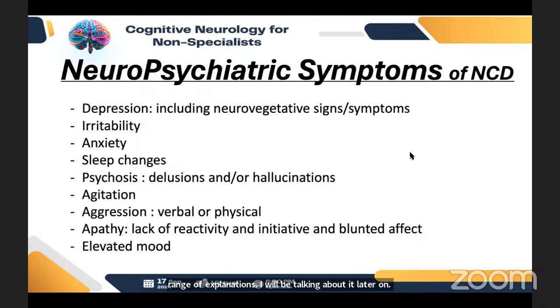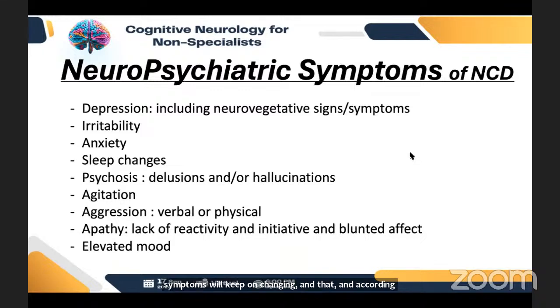Aggression, which could be verbal or physical. Apathy, which is lack of reactivity or initiative, and blunted affect, which you will usually see later in the disease, not at the beginning. Sometimes there's the other extreme of depression, which is elevated mood or manic symptoms, which can also be burdensome. And just bear in mind, throughout the course of the disease, these symptoms will keep on changing. You might find a patient who is mostly depressed, and then they might develop psychotic symptoms related to aggression, and then later on they would develop apathy.